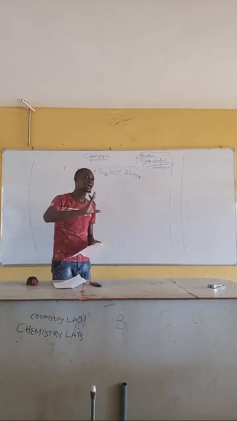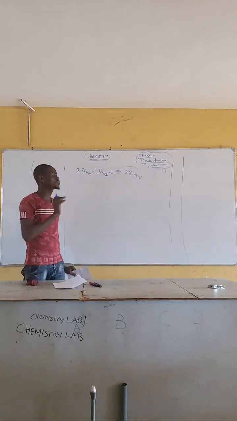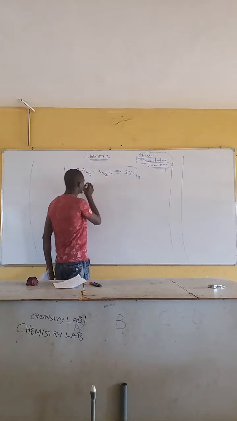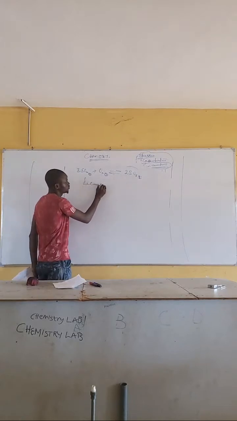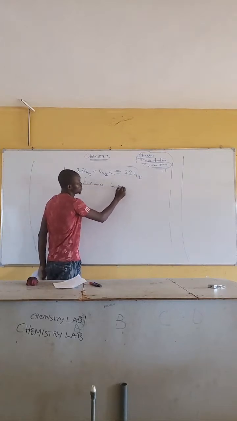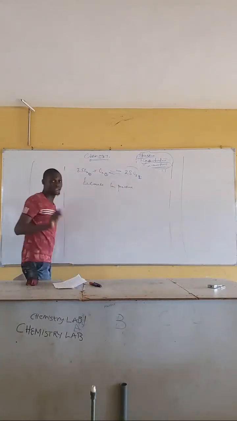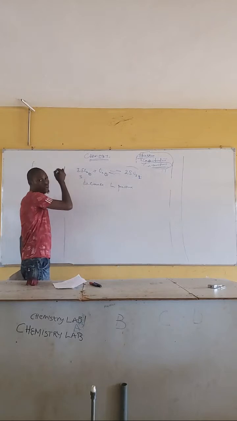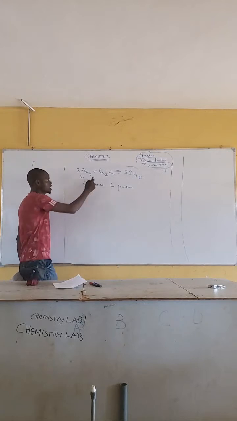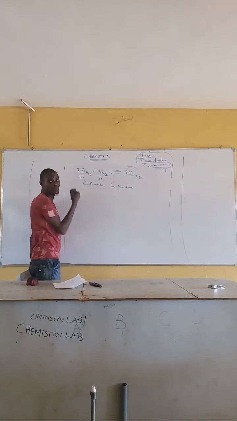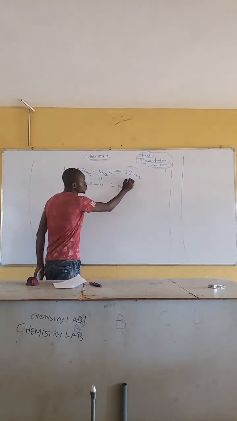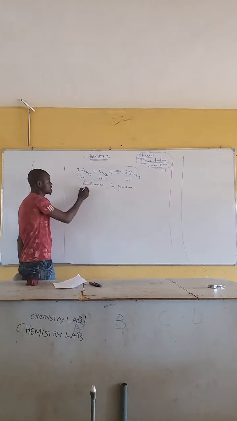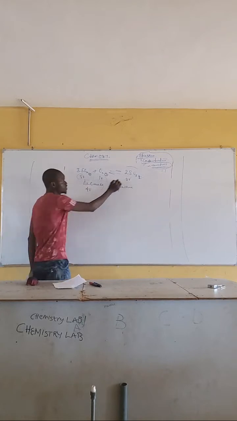Now, that is where many students will fail. Let me further analyze this. If I decrease the pressure of this, let's first start. How many moles of sulfur oxide do we have here? We have 3 moles, which simply means 3 volumes. How many moles of oxygen? 1 mole, making 1 volume. How many moles of this? 2 volumes. The total volume of the reactants is 4 volumes. The total volume of the product is 2 volumes.